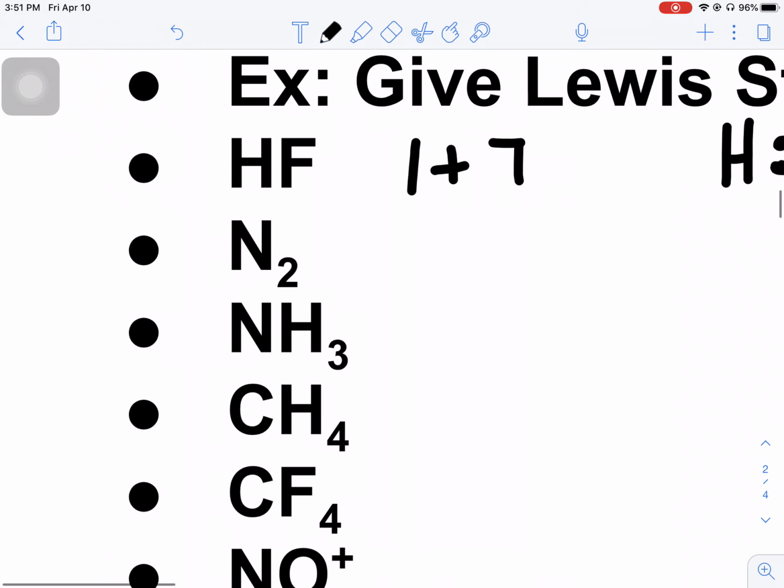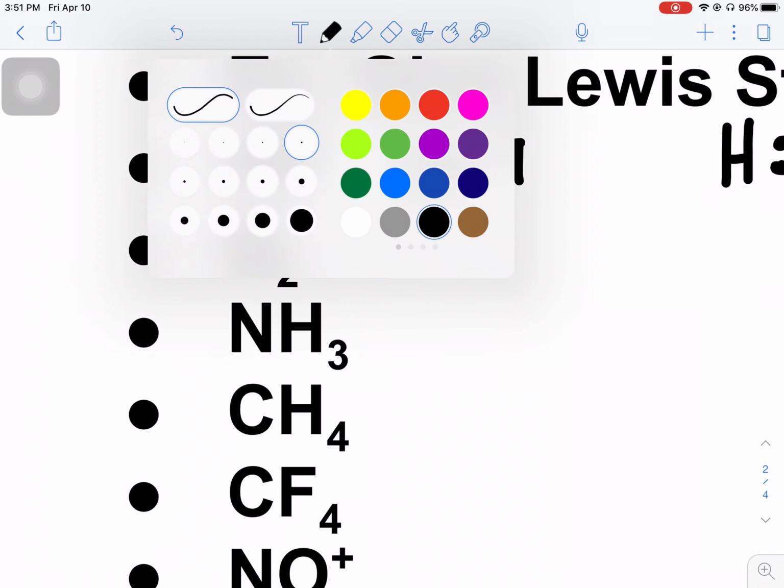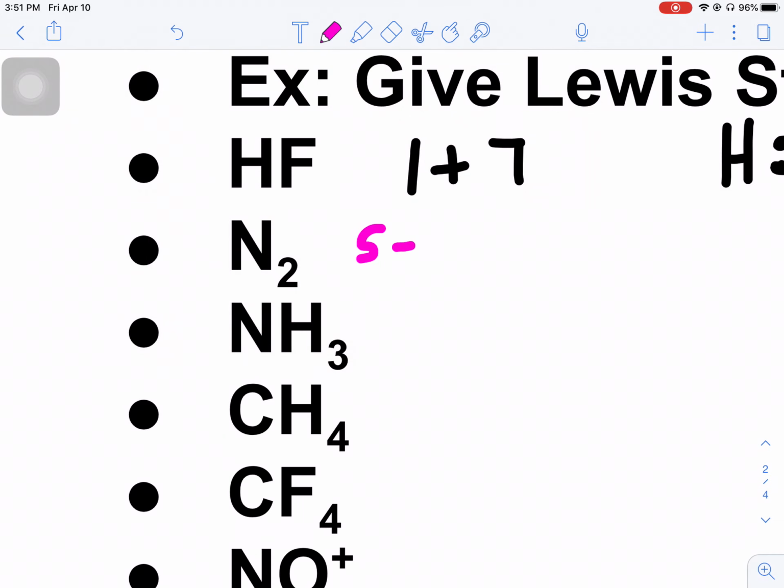When you look at nitrogen, I'm going to zoom in a little bit. Nitrogen should have 5 plus 5 more. So all said and done, I should have 10 dots. And if I were to do nitrogen, it would be triple bonds, and then 2 singles. All right, let's do ammonia. So ammonia, we've got nitrogen. I'm going to change colors.